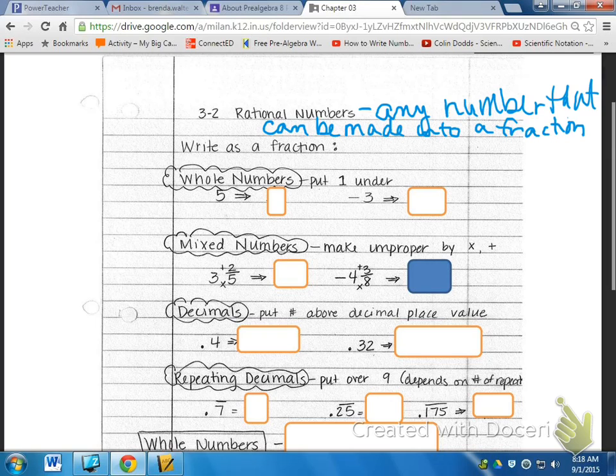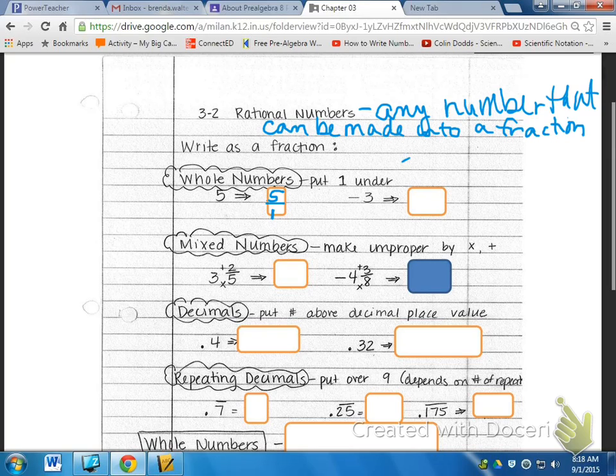So all of these today pretty much will be rational, and they can be written as a fraction. What you will be asked to do is to take these numbers and write them as a fraction. Some of them are pretty cut and dry and pretty easy. Some of them take a little bit more work. The first type of number that we're going to look at are whole numbers. For whole numbers, to make it a fraction, you just put 1 under it. So for the 5, you would just put 5 over 1.